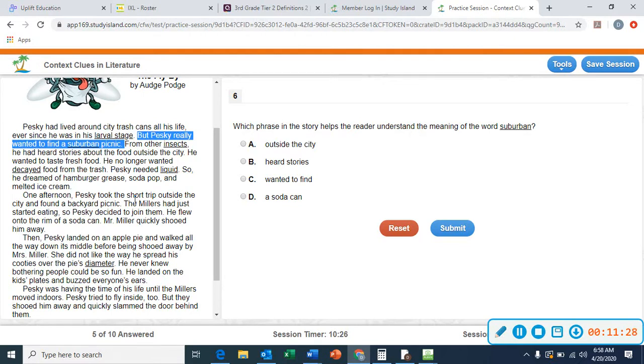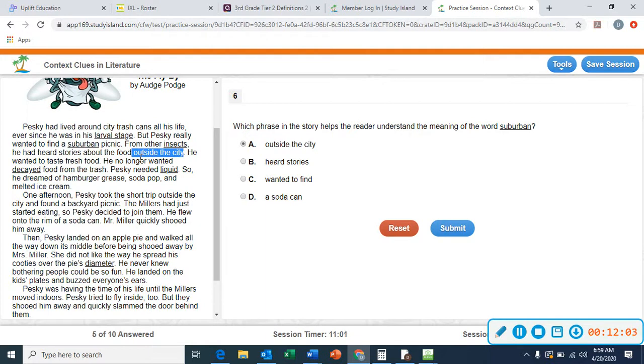Pesky had lived around city trash cans all his life. But he wanted a suburban picnic. From other insects, he had heard stories about the food outside the city. Okay? So he was an insect that lived in the city. He heard from his little bug friends that they have good food outside the city. So our best clue for suburban is outside the city.